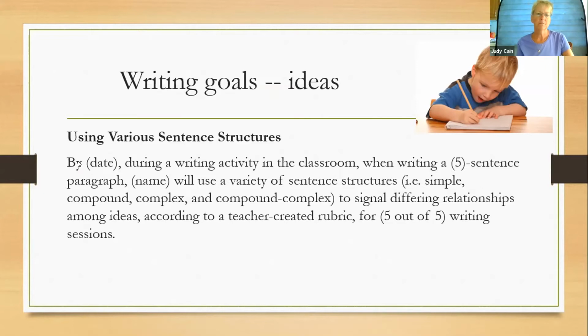Any of the words in parentheses are the areas where you change it. So by the date, you put whatever date it is. The name, you put the student's name in. If you want them to write a 5-sentence paragraph, leave it 5. If you want them 3 or 10 or whatever it is, and then whatever your 5 out of 5, 4 out of 5, 3 out of 5, 6 out of 10, whatever that is, you can adjust those. Okay.